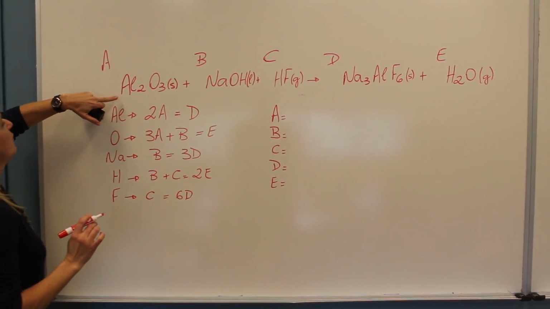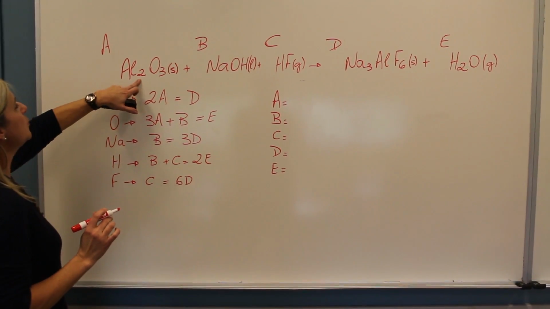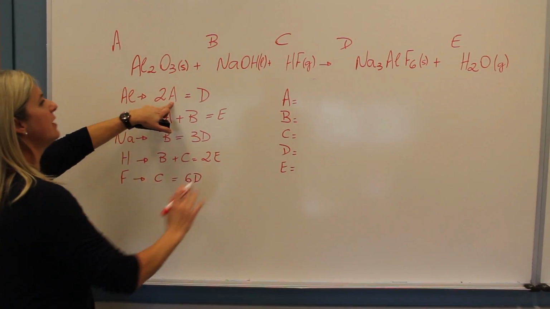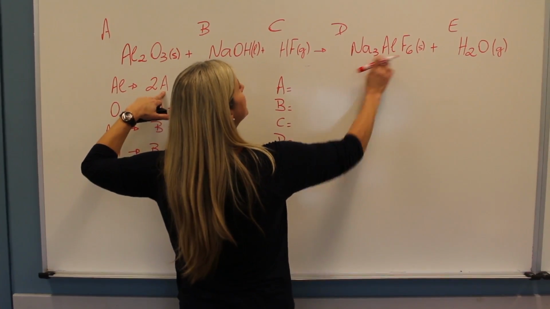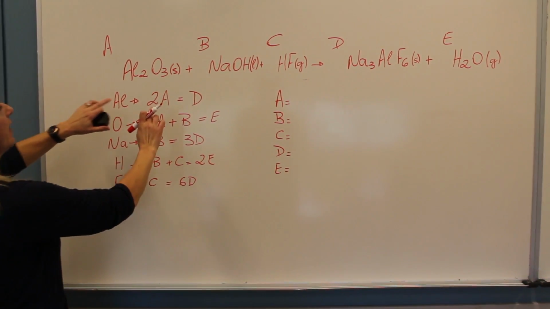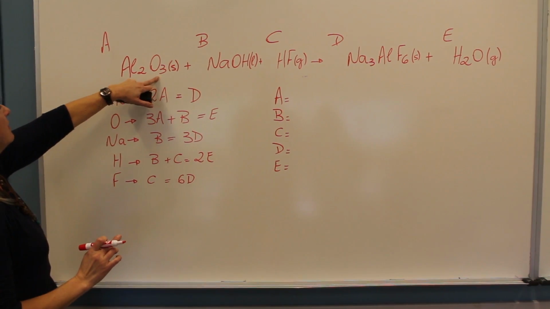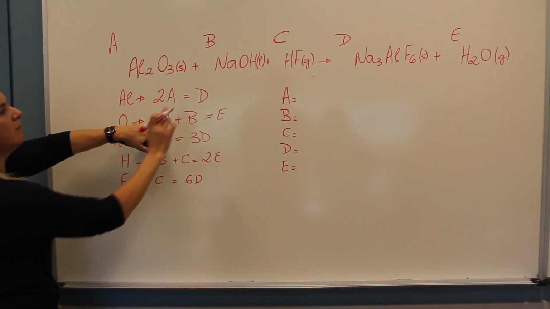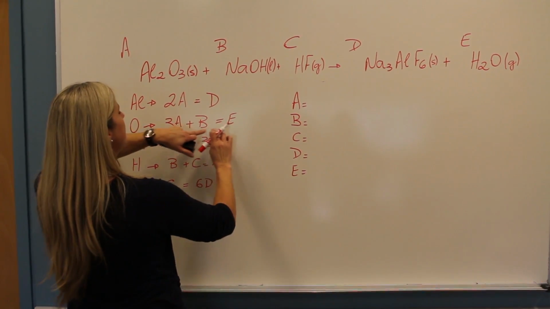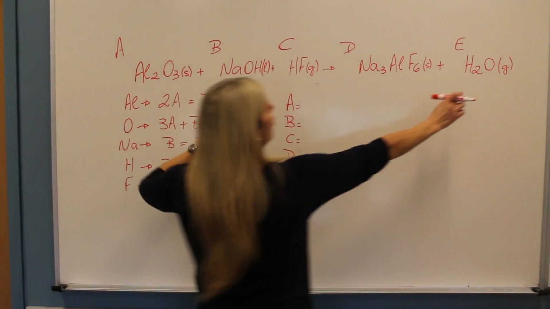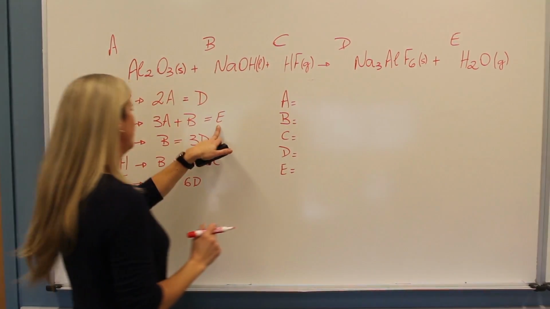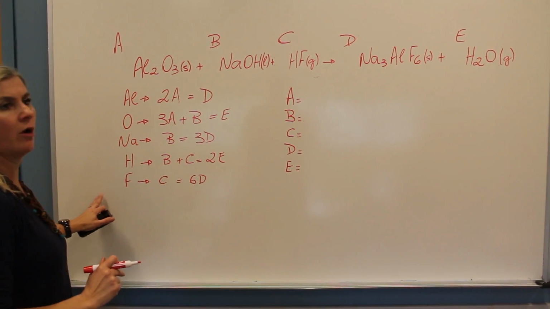So for aluminum, we have 2 times A on this side, and on the other side, you have 1 times D, equals D. For oxygen, we have 3 atoms of oxygen times A. You have 1 more oxygen on this side, 1 times B, so plus B, is going to be equal to 1 atom of oxygen times E, which is equal to E. So on for all the elements.